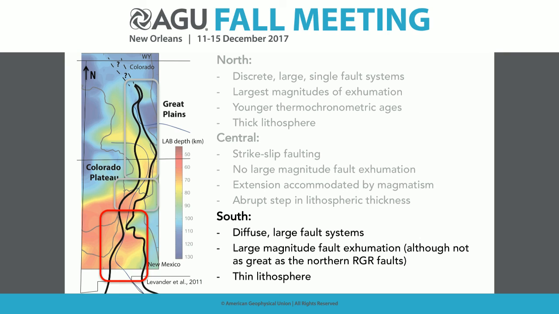And then when we move to the south, you have the large fault systems, but they're diffuse throughout that whole region, making it a really wide rift signal. And then we have large magnitude exhumation, and again, not as great a magnitude as in the north, but we maintain this thin lithosphere.